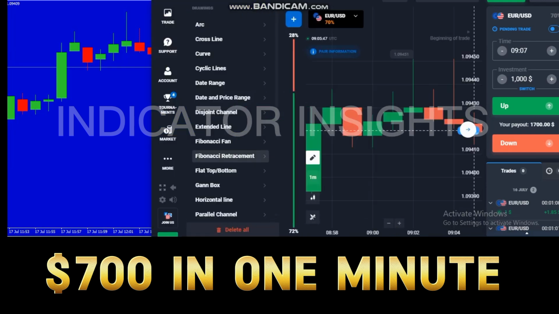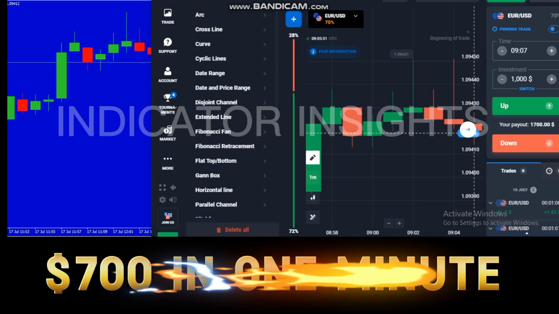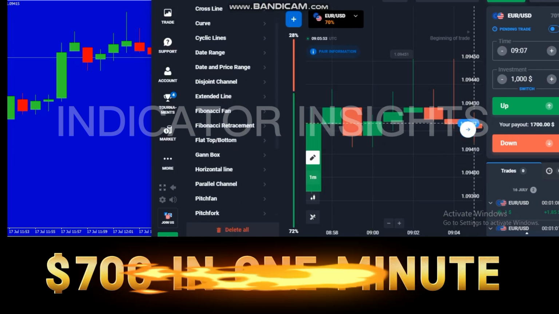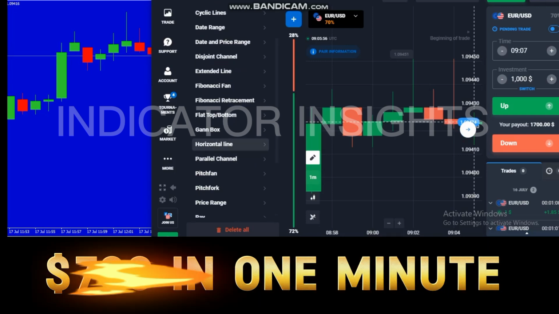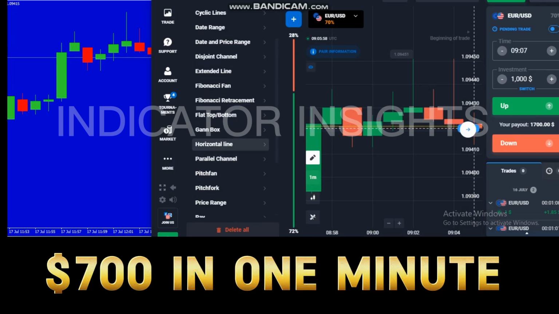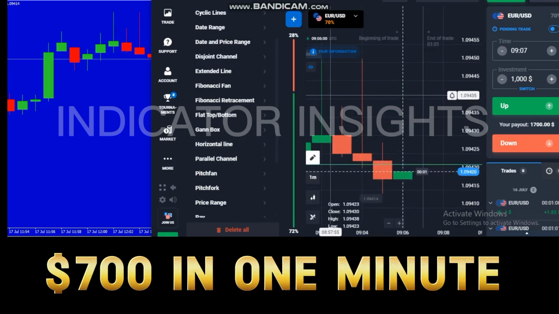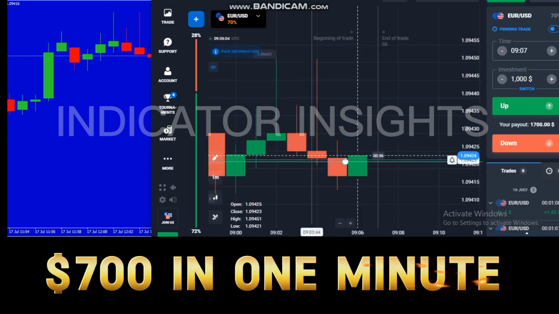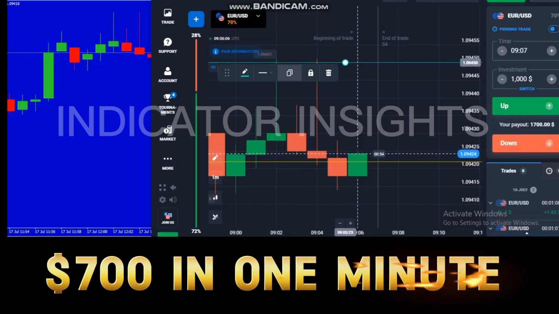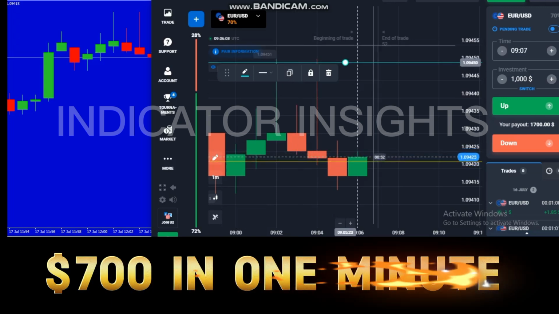You know about support and resistance. If you don't know support and resistance, comment down. I will make another video on support and resistance. First we have to add a horizontal line on the chart and then place it on the support and resistance. One line goes on the support and the second line on the resistance.